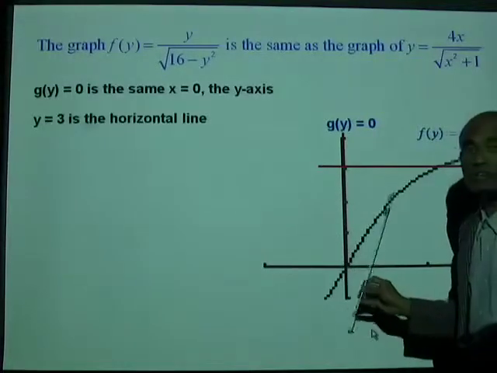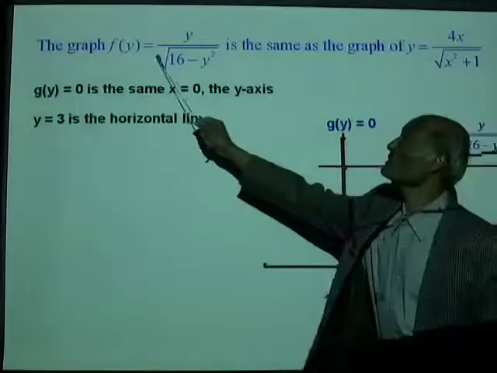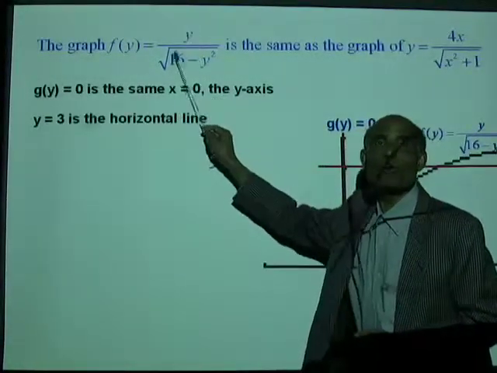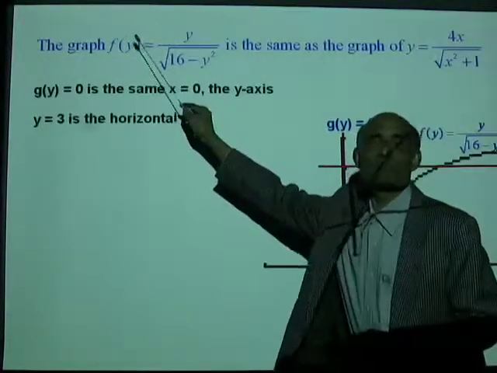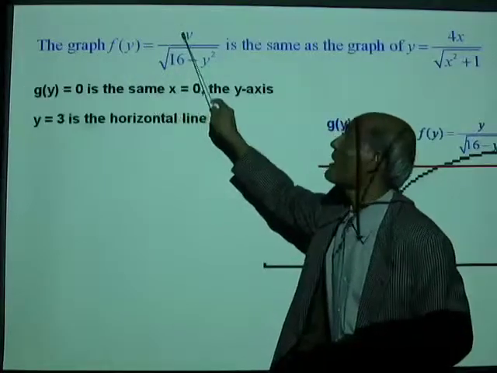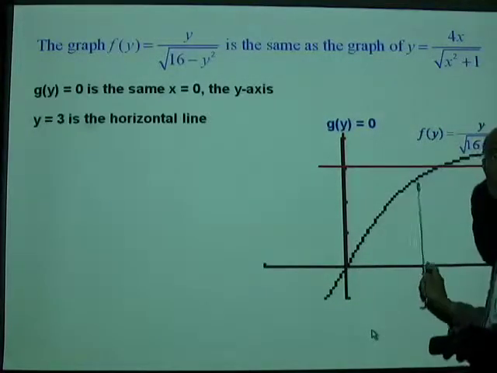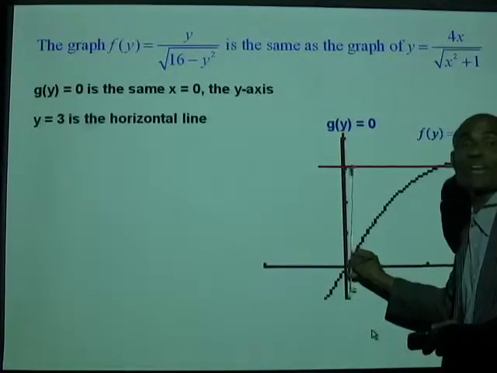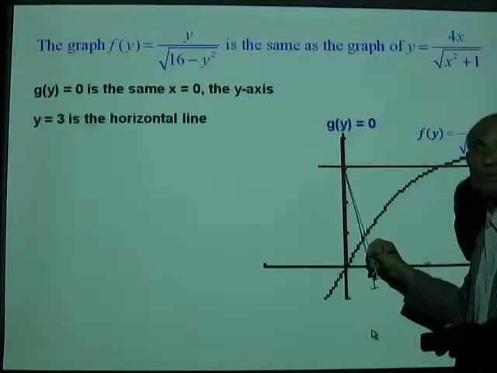So, look at the area that we need to find. We need to find the area enclosed by the graph of x equal to y over square root 16 minus y squared. Look at the way I read it. In place of f of y, I read it as x. x equal to y over square root 16 minus y squared. That is that graph. f of y equal to 0 means x equal to 0 and y equal to 0.